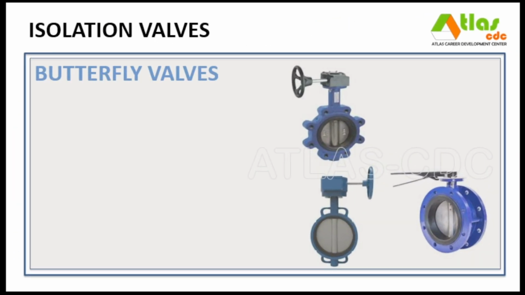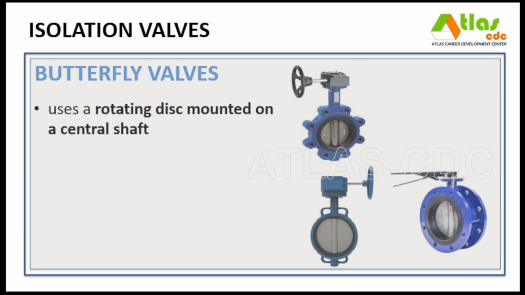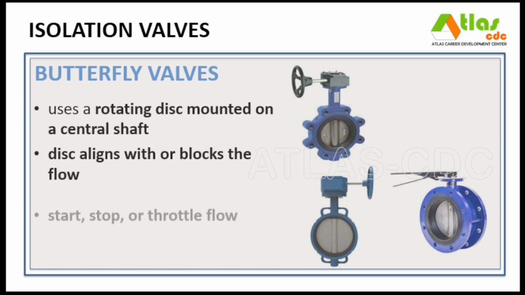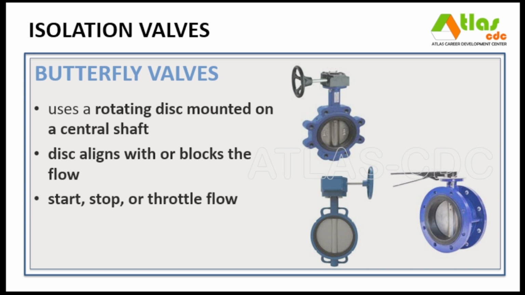The next type of isolation valve is a butterfly valve. A butterfly valve uses a rotating disc mounted on a central shaft as its mechanism to control flow. When turned 90 degrees, the disc aligns with or blocks the flow, providing quick shut-off or regulation. Its main function is to start, stop, or throttle flow efficiently in large systems.